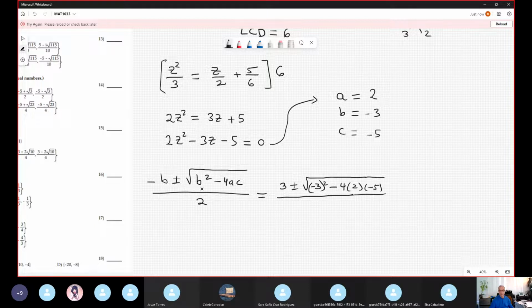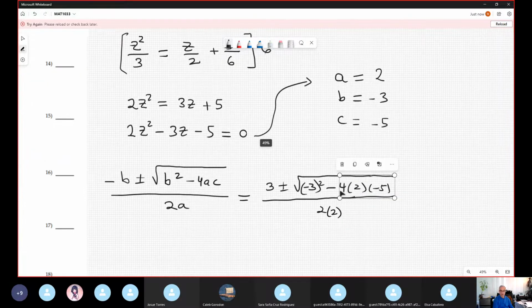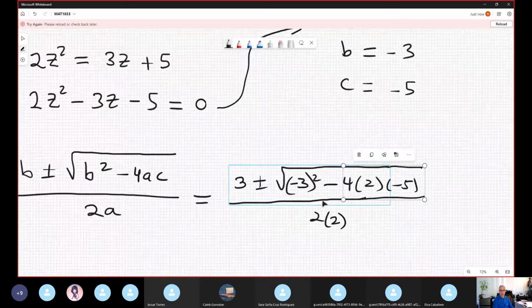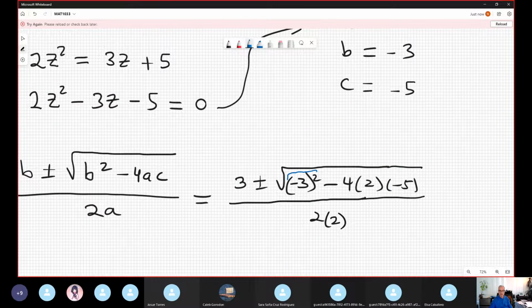Everything inside the radical. And the denominator, we have 2a. I forgot a, 2 times 2, that's 4. According to the order of operations, we focus 100% on the expression inside the radical. It's the first thing that you should do, compute that part. It's a 9, positive 9, of course. And negative and negative, double negative becomes positive again.